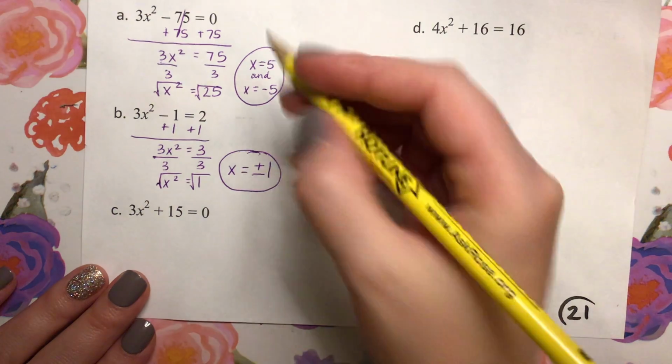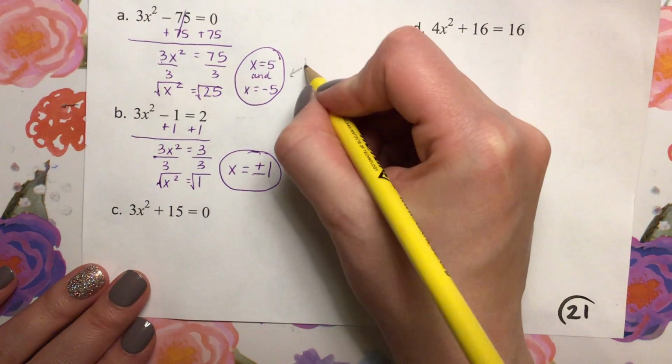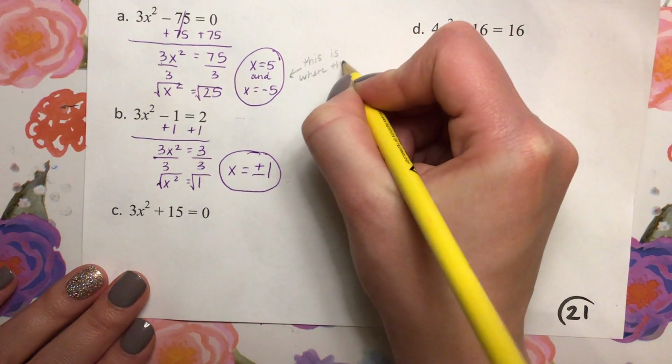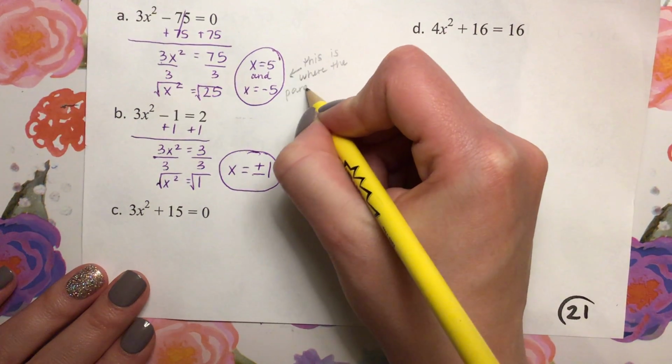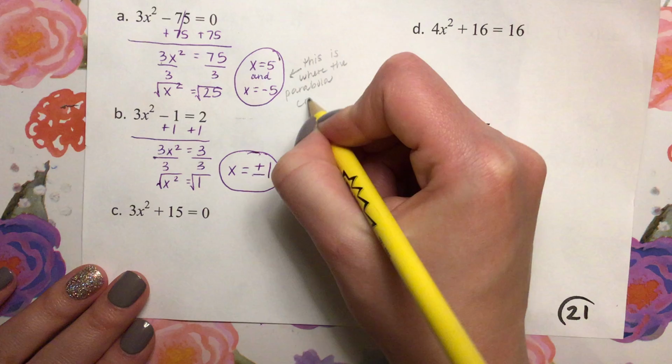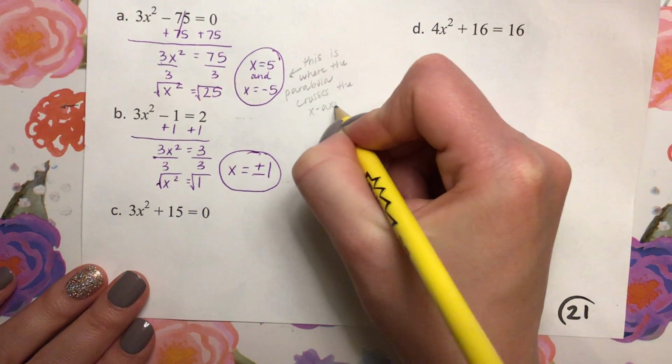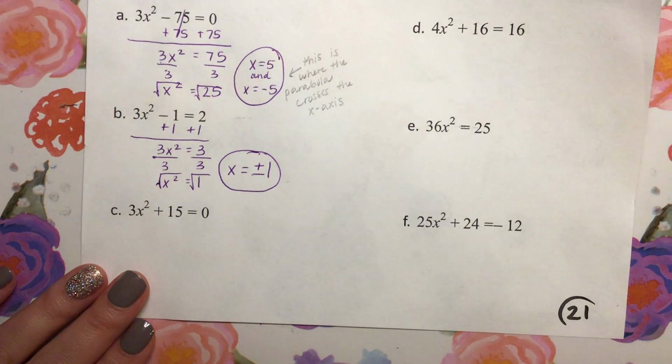So what these actually mean, this is where the parabola crosses the x-axis. We're finding the roots. We're finding the solution.